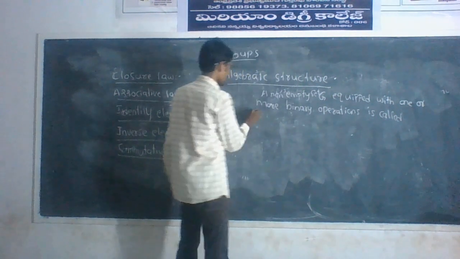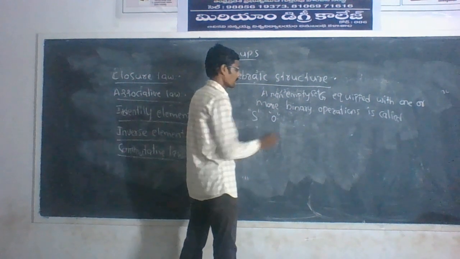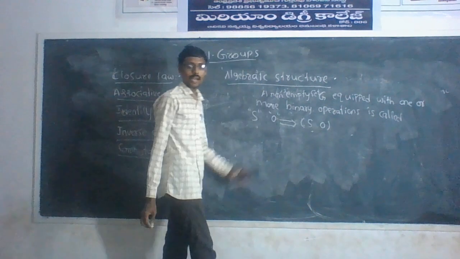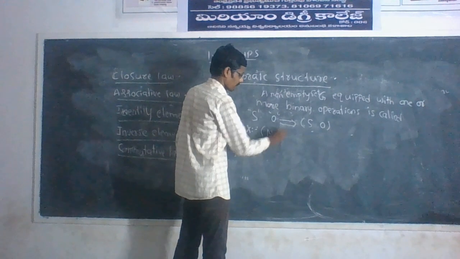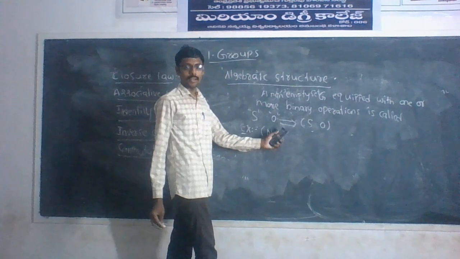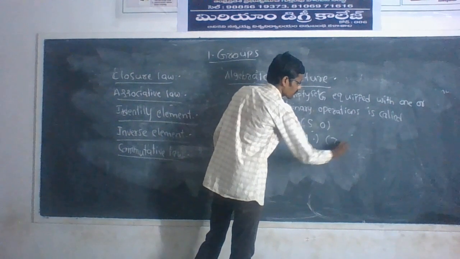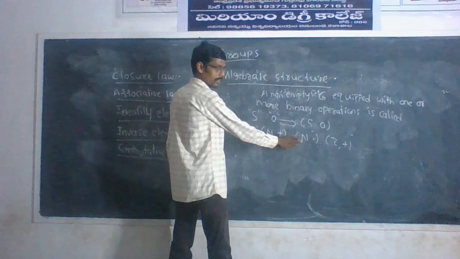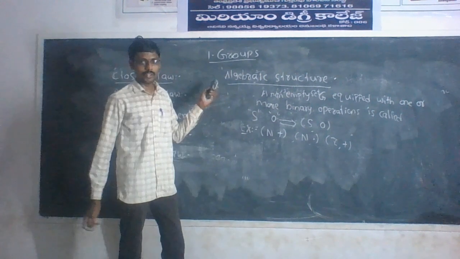S is a non-empty set, and circle is a binary operation. The algebraic system is denoted by (S, circle). Examples: N, plus, where N is the natural numbers and plus is a binary operation; Z, plus, where Z is the integers and plus is a binary operation; N, dot, where N is the natural numbers and dot is multiplication. This is called an algebraic structure.